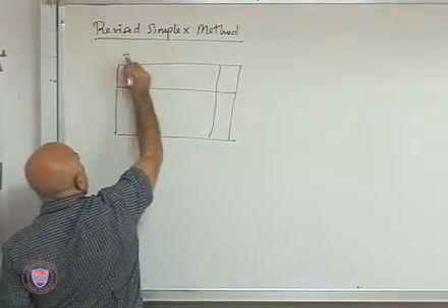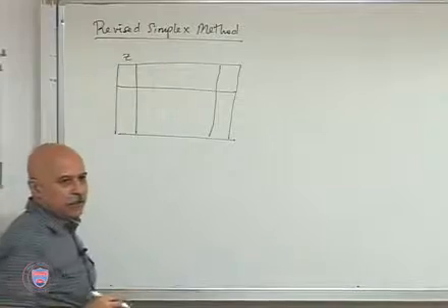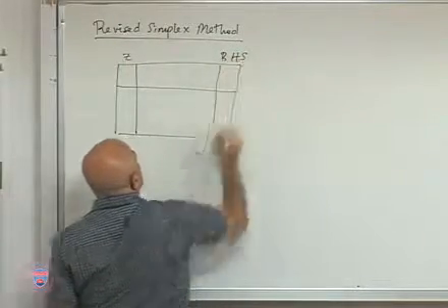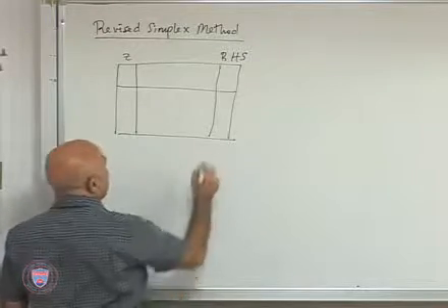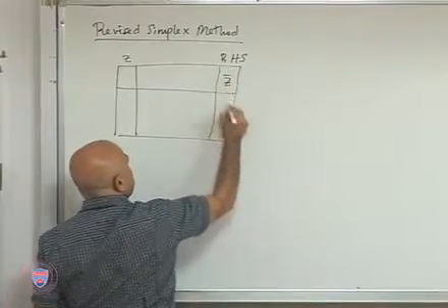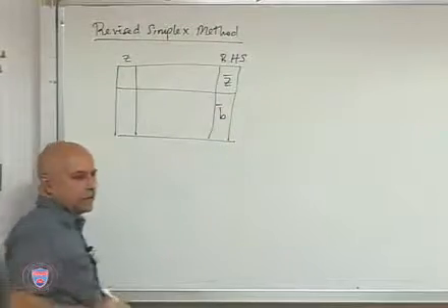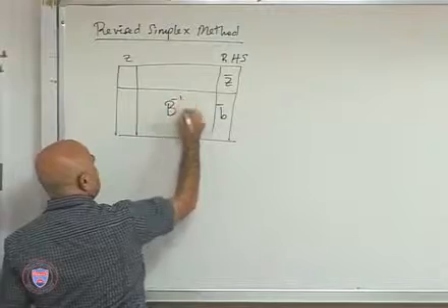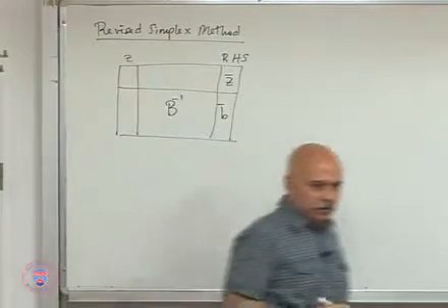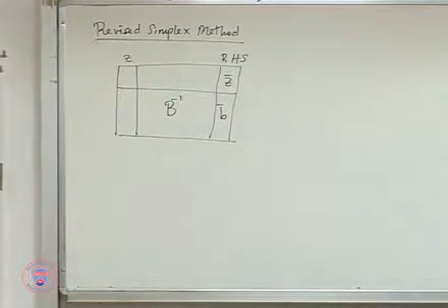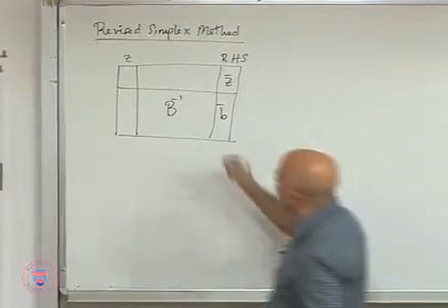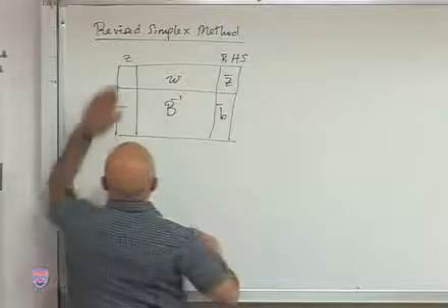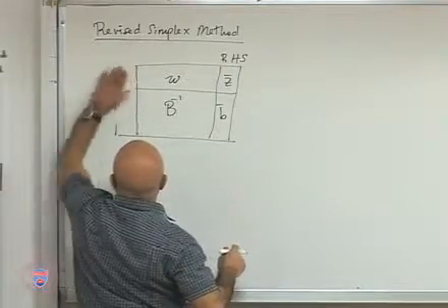You still have your Z column, which is a decoration. You've got your right-hand side column. And you've got Z bar and B bar for those. You've got B inverse here. You just keep track of what B inverse is. Okay. And then we have the so-called W vector here. Actually, let me just erase this. We don't need that. Okay.